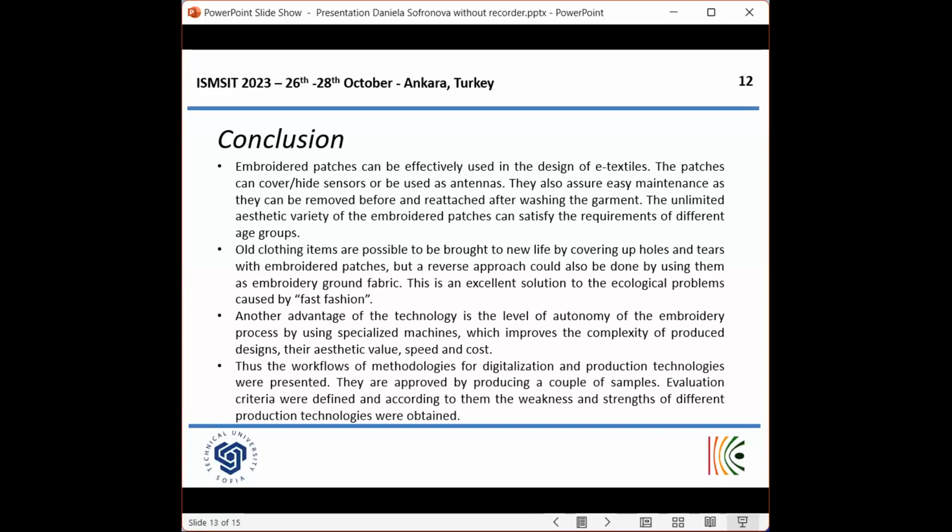And finally, the workflows of methodologies for digitalization and production technologies were presented. They were approved by producing a couple of samples. Some evaluation criteria were defined, and according to them, the weaknesses and strengths of different production technologies were summarized.